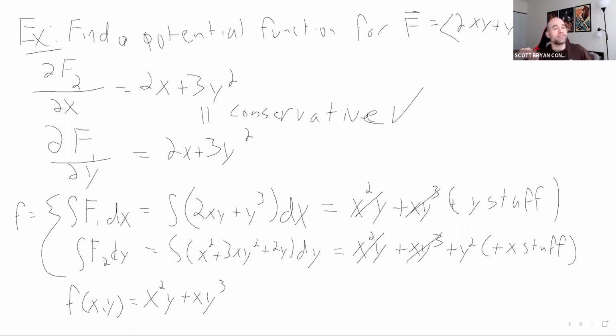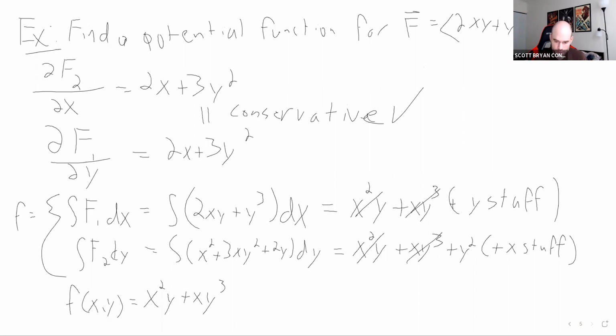Let me emphasize this. When you integrate the first component with respect to x, you're revealing everything involving x in your potential function. Stuff involving x could also involve y. So those terms could also show up in the second guy when you integrate with respect to y. But they're referring to the same terms. So you don't want to add them together. Otherwise, you're double counting and you're going to get the wrong function. So you need to cross those out if you see them again.